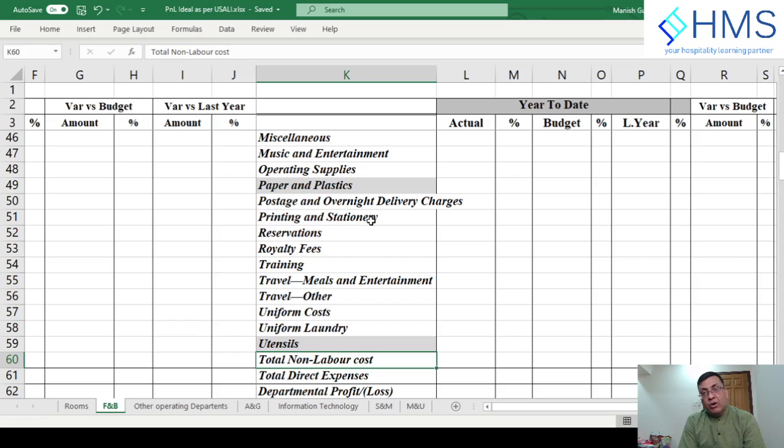Utensils are ad hoc, depending on the breakages and the needs of the restaurant. It's not really that if you have 10 extra guests to serve, you will need more utensils. No, it's not that way, right? So it's more of an ad hoc expense.